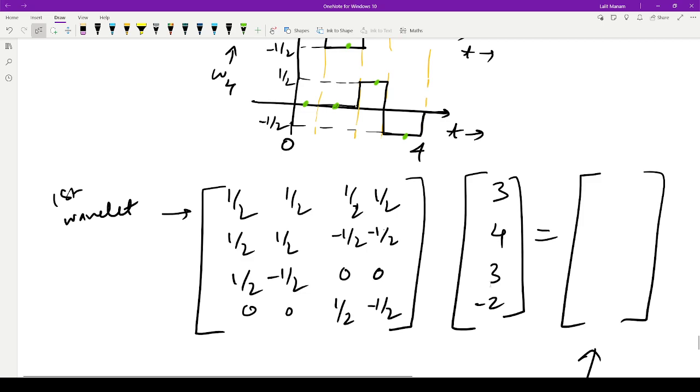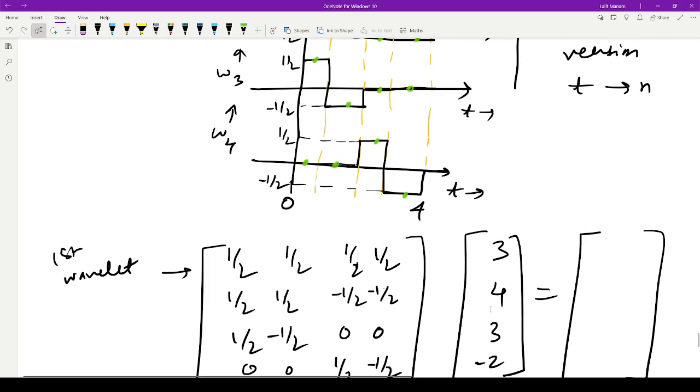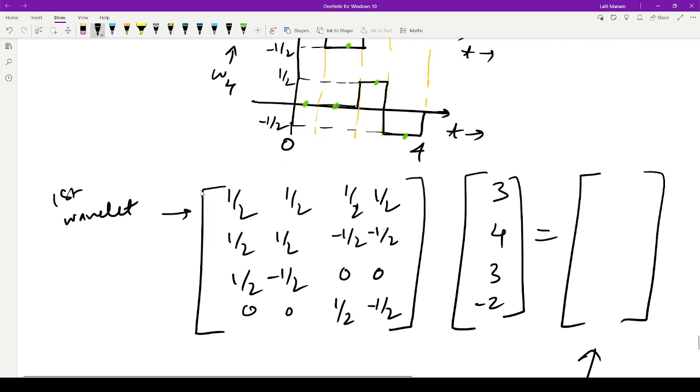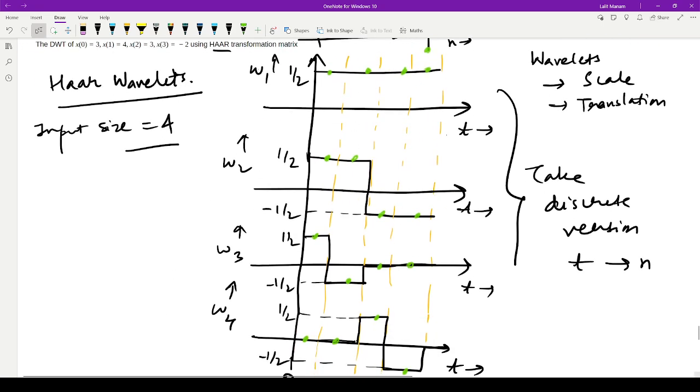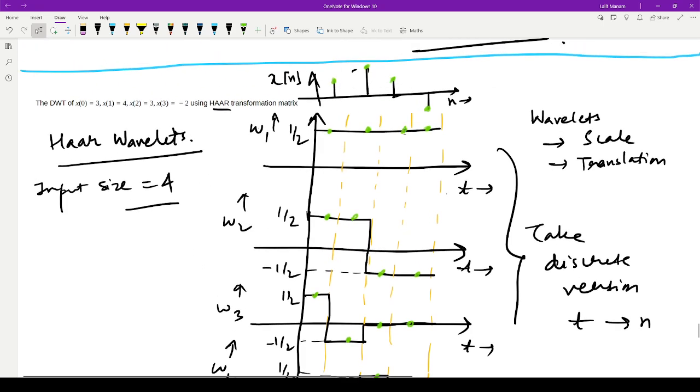Plus 3, so 7. One doubt, sir. You are giving these values. This wavelet you are drawing by yourself, or is there some math for that? No, no. So this is the standard Haar wavelets. That's how it is defined. Okay, fine. Thank you.